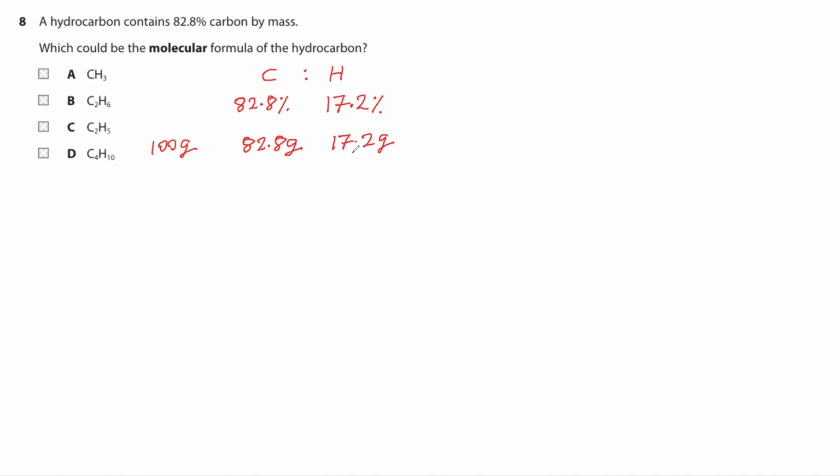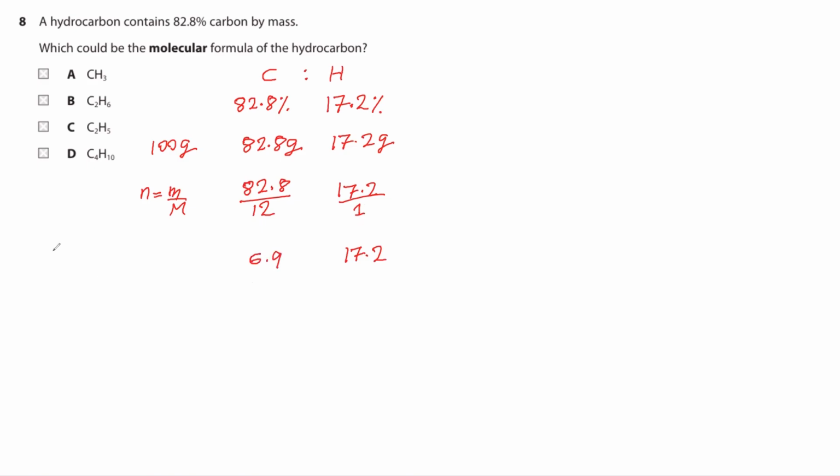So how do we convert this mass into moles? We know how to convert mass into moles. Number of moles equals mass divided by molar mass. Now we have the mass, so we'll find the number of moles of carbon. We have 82.8 divided by the molar mass; the molar mass of carbon is 12. For hydrogen, 17.2 divided by the molar mass of hydrogen, which is 1. So if we divide, your answer here is 17.2, and here your answer will be 6.9.